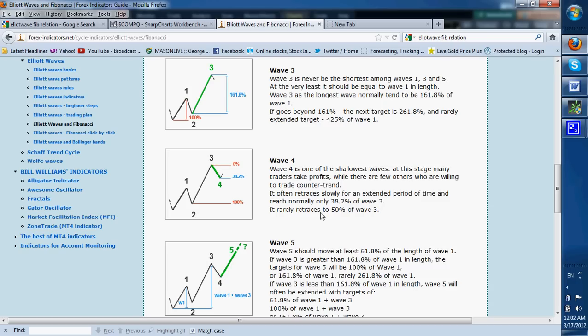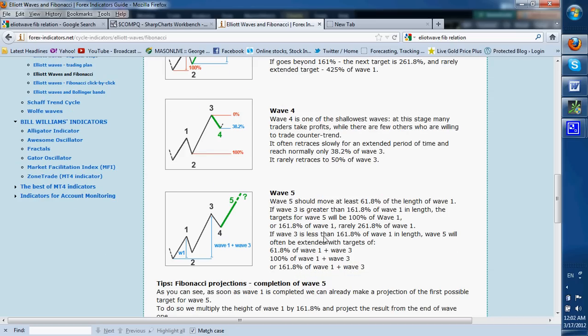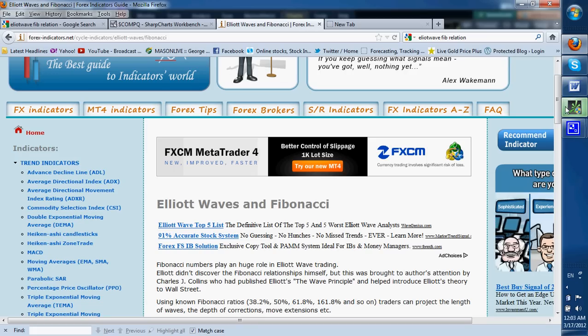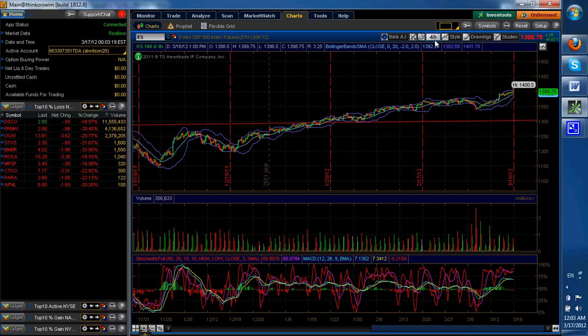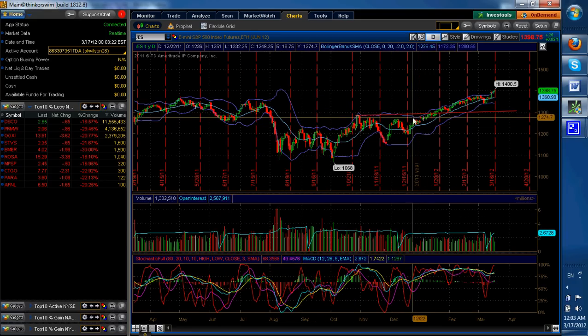Wave 4 is the shortest wave, and normally it reaches 38.2%. However, there have been instances where it can go a little bit shorter than that, like around 23-24%, which has happened. And wave 5, if wave 3 is greater than 161.8% of wave 1, the target for wave 5 will be 100% of wave 1. And I bring this up because I see the same thing happening with the overbought Nasdaq, S&P 500, and the Dow situation. And looking at this chart, the numbers fit just right.